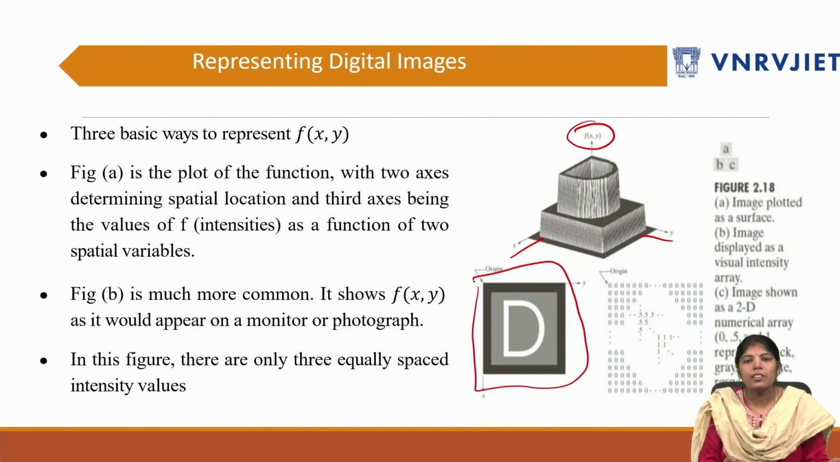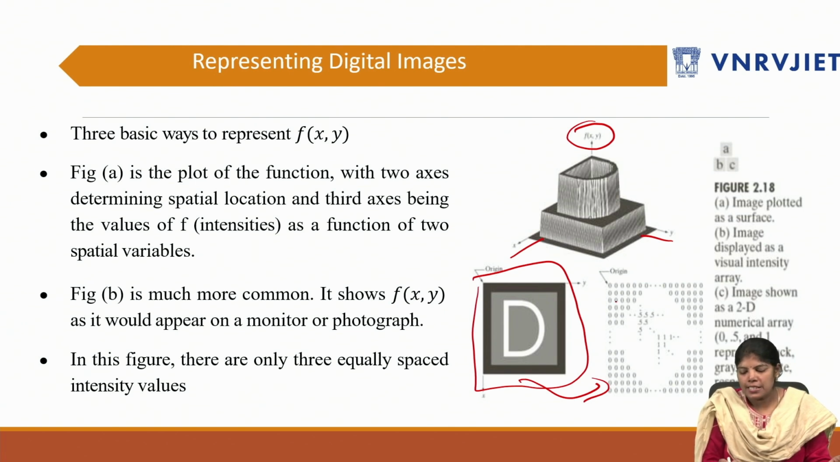You can see here we have three colors: black, white, and a gray level. Black is represented as a 0 and white is represented as a 1. In between I am assigning one value, 0.5, which is the gray level intensity. And the same image is converted in terms of values.